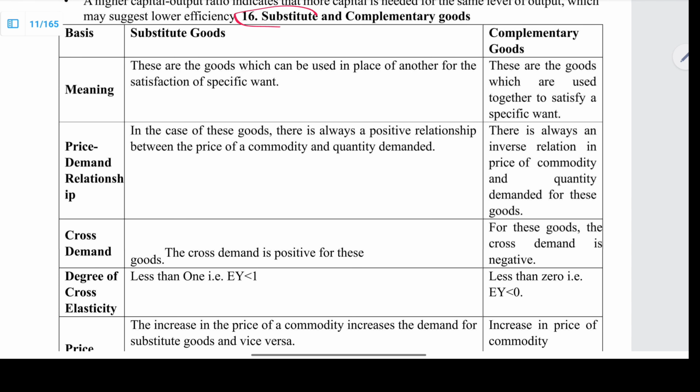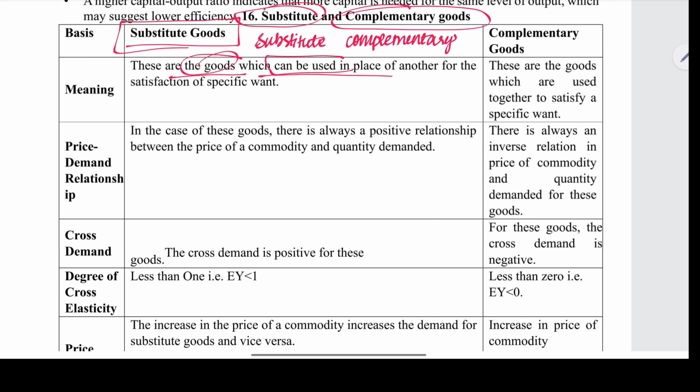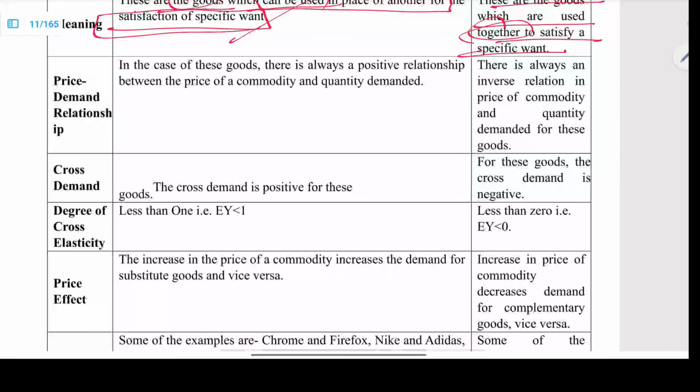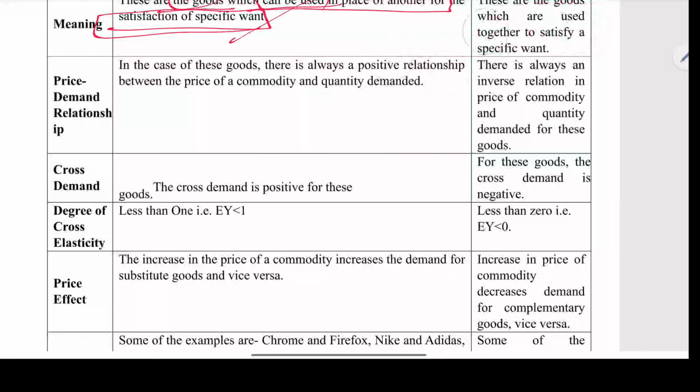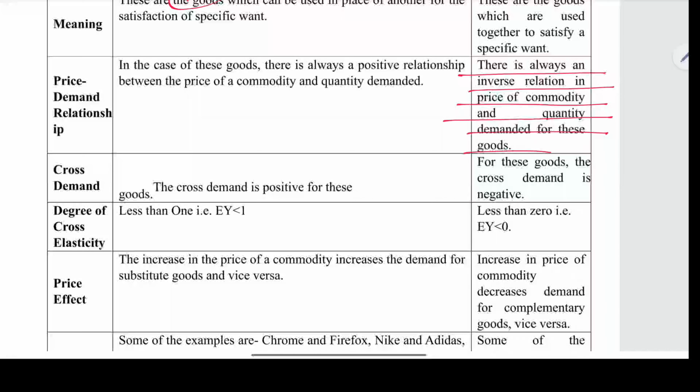We have the substitute goods and then we also have the complementary goods. So there is something called substitute and complementary. Now what is a substitute? These are goods which can be used in place of another for the satisfaction of a specific want. For complementary goods, they have to be used together to satisfy a specific want, and they have an inverse relationship between the price of the commodity and the quantity demanded.